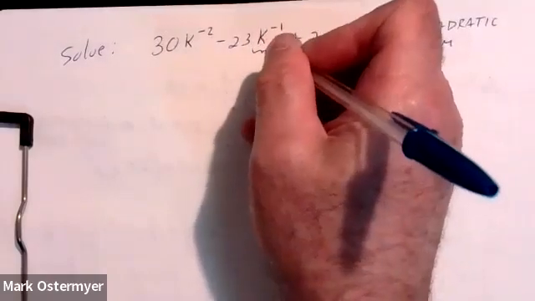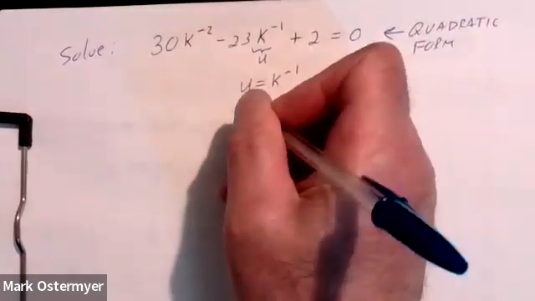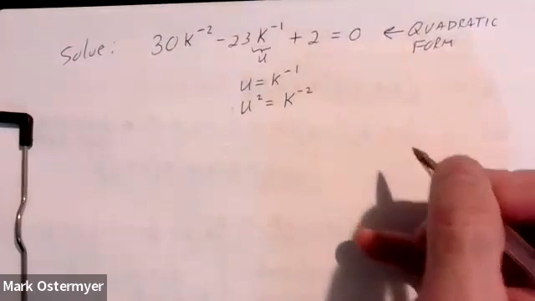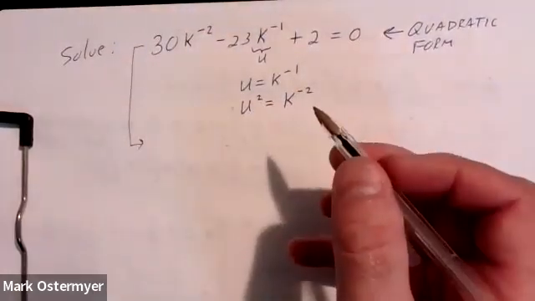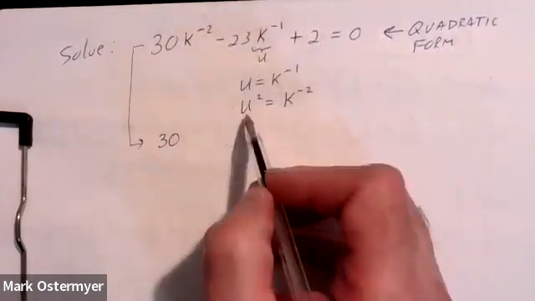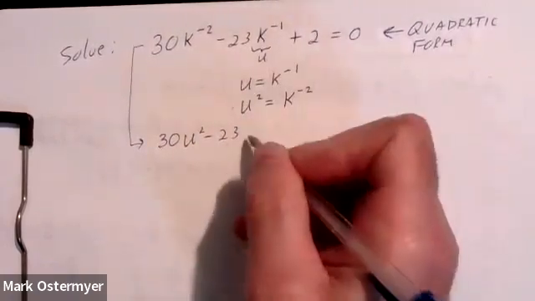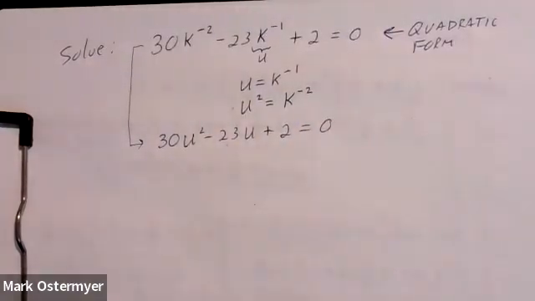Just let U be k to the negative 1 power. So U is equal to the k to the negative 1 power. That would imply then that U squared has got to be equal to k to the negative 2 power. Let's make our substitution and reduce this down to an ordinary quadratic equation. So therefore, we're going to have 30, replacing k to the negative 2 power is U squared, replacing k to the negative 1 power is U. And this now is the equation that we have to solve in the variable U. And it's a much nicer looking equation. This is a quadratic equation.